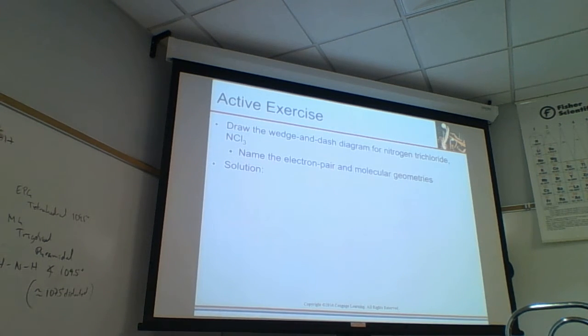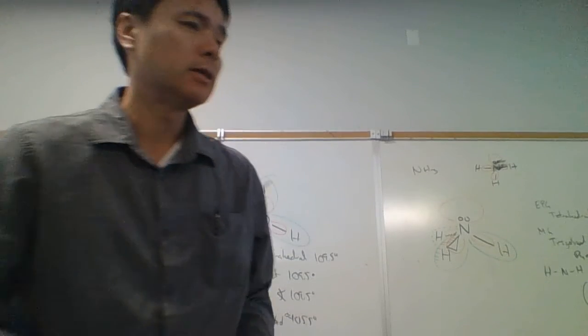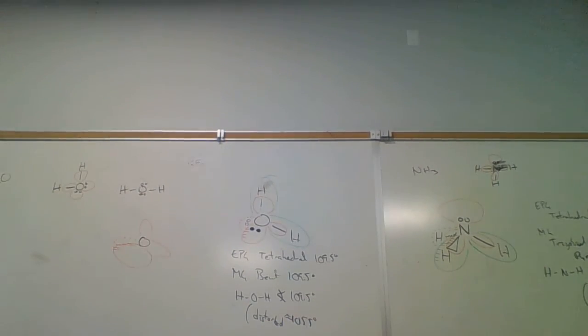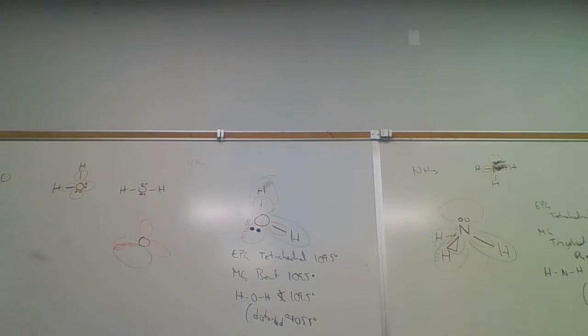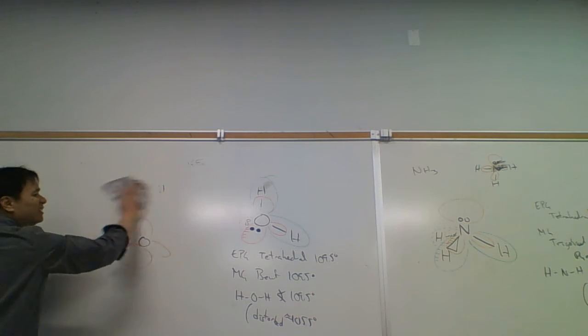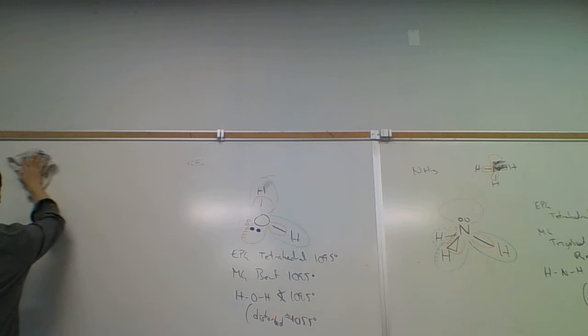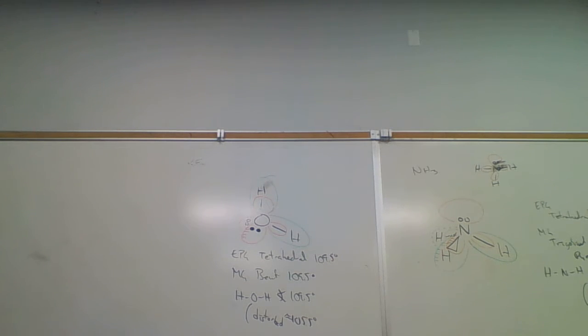Try this one. We're going to try nitrogen trichloride. We call these the wedge dash diagram. It's a 3-dimensional shape of these. So try that. First thing is we need the Lewis structure for this.